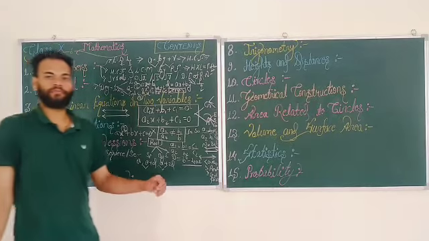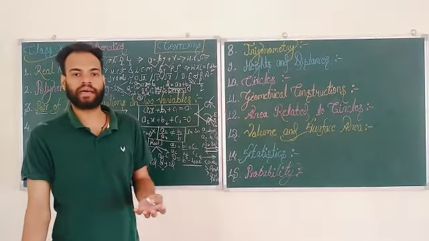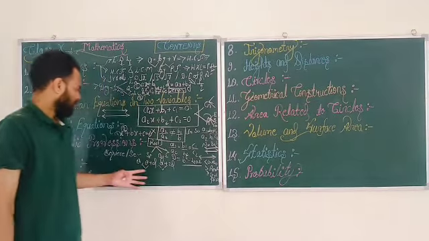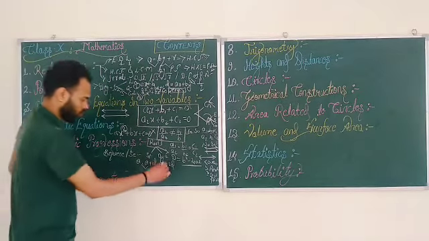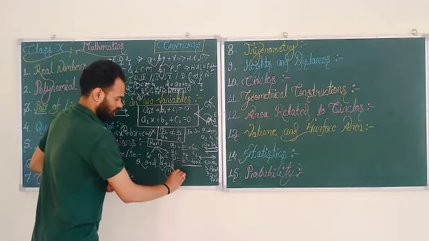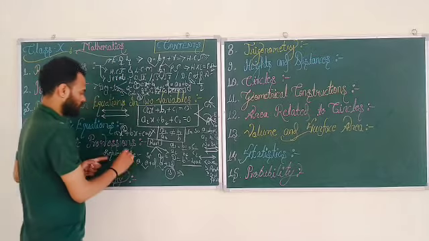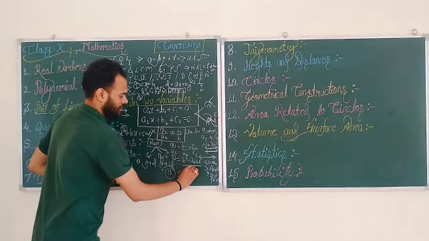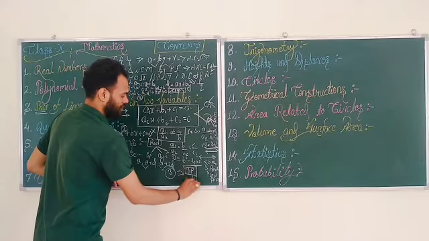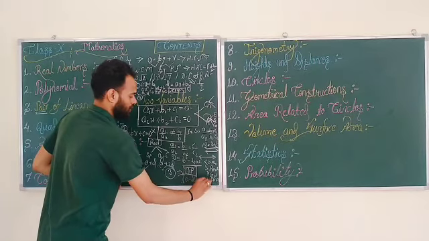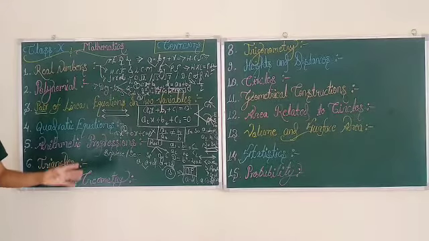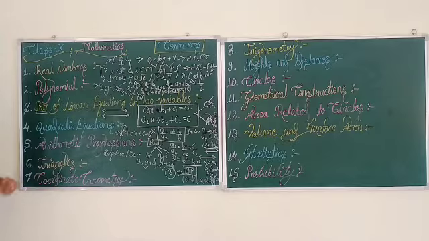Under this chapter, we find out the sum of the first n natural numbers and the sum of the cubes of the first n natural numbers. Also, we take three numbers in arithmetic progression. The short form of arithmetic progression is AP. And three numbers we take like this: a minus d, a, and a plus d. Similarly, we can take four numbers, five numbers.